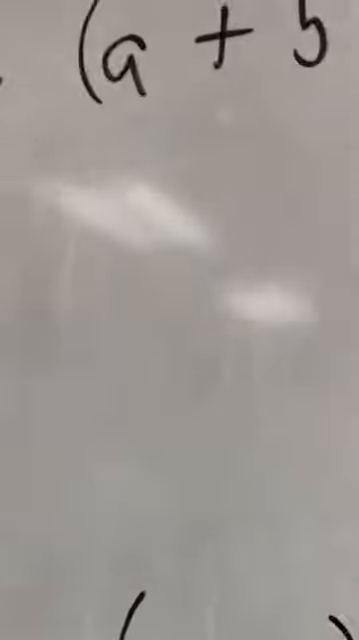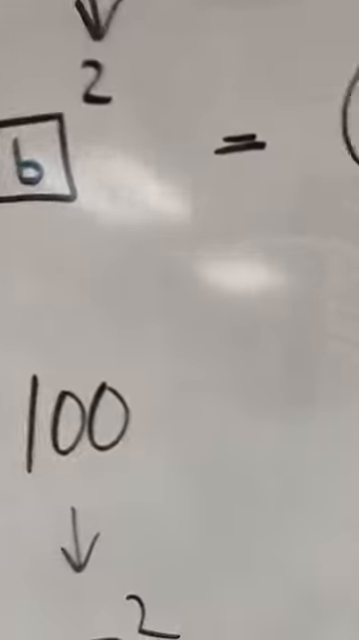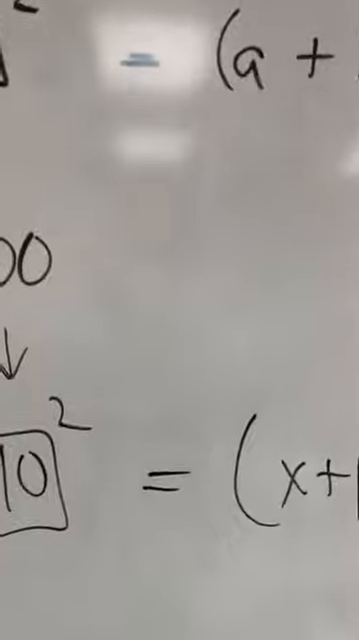And once you understand what's inside of those boxes, it should be automatic. You got x times x. You got 10 times 10. You put a plus on one, you put a minus on the other, and it's done. That's all you have to do.